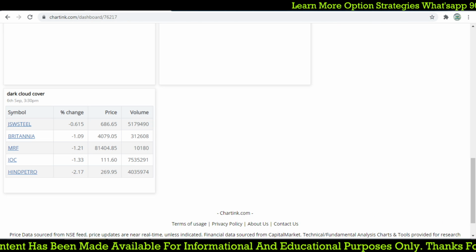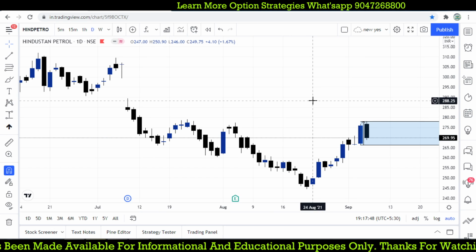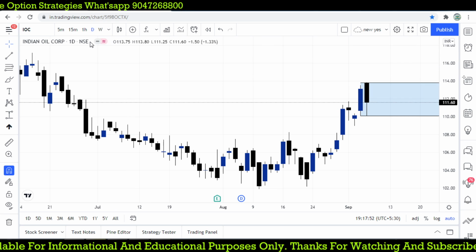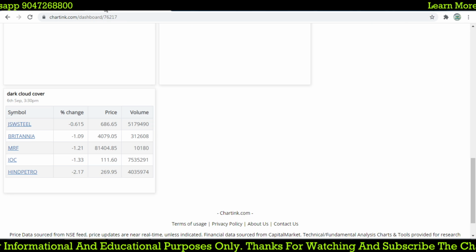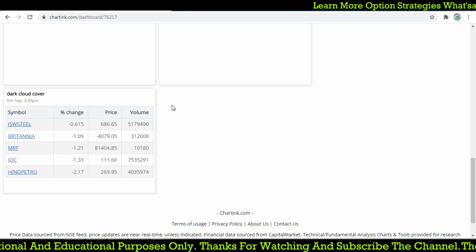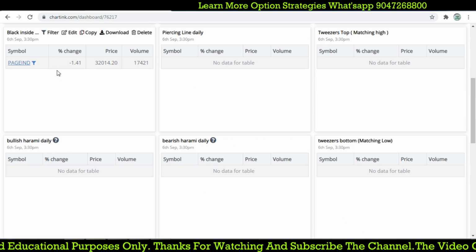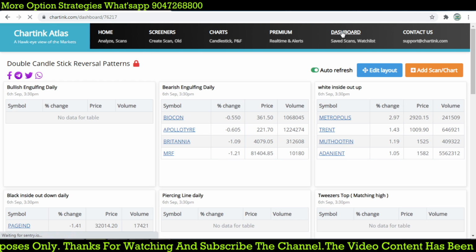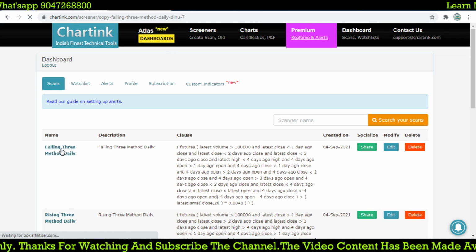If you get any good opportunity, you can go for that IOC. So these are the stocks we are focusing on for tomorrow's trade, and in double candlestick patterns we don't get any more opportunity. Still I have not created any triple candlestick pattern scanners. So let's go to our dashboard for three falling.